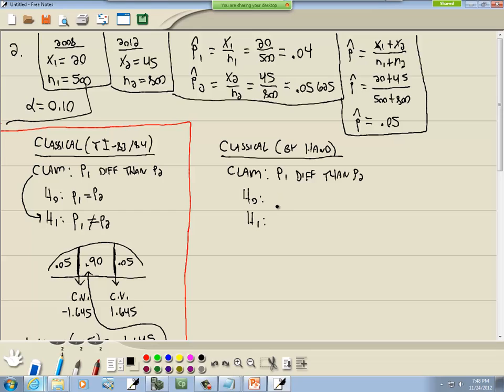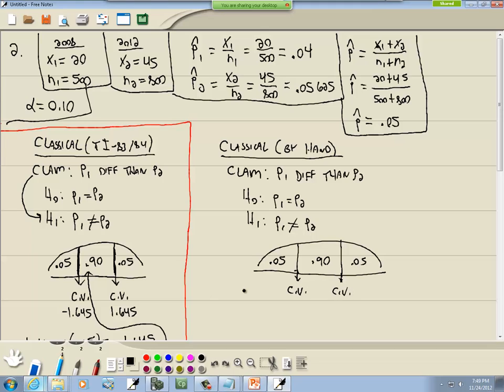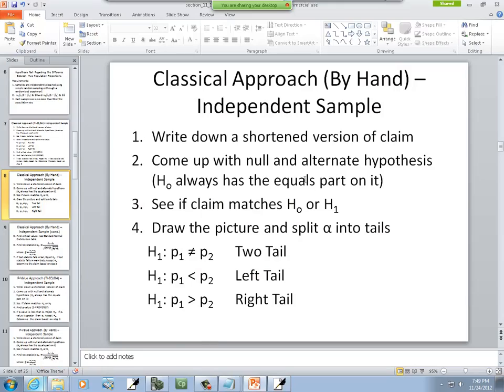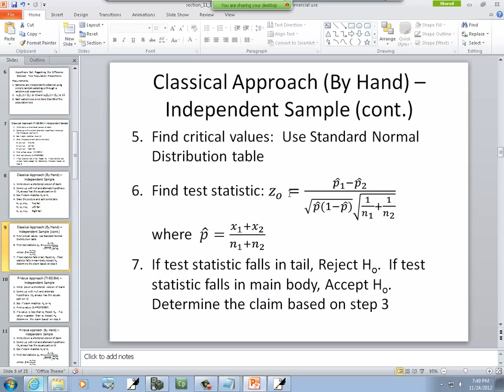Okay, all this first part is the same, so I'm just writing it down again. Still a two tail. Split up our alpha into our tails. Doesn't change. This is a critical value, and this is a critical value. Oh, and our claim matches H1. First part of these are the same. So that's where we're at. Drew the picture. Okay, we're ready for a critical value.